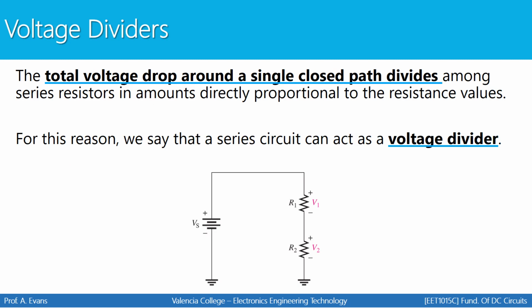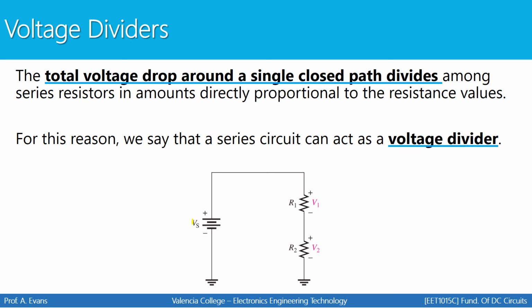The next topic we're going to go over today is voltage dividers. The voltage divider is a tool you can use whenever you want to find a voltage drop for a particular resistor in series. The total voltage drop around a single closed path will divide among any resistors you have in series, and it's directly proportional to the value of the resistance. So for this reason, we say that a series circuit can act as a voltage divider. It can divide the voltage proportionally based on resistance values.